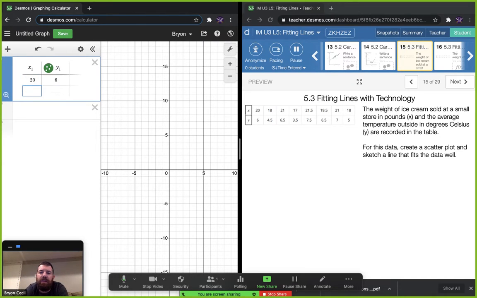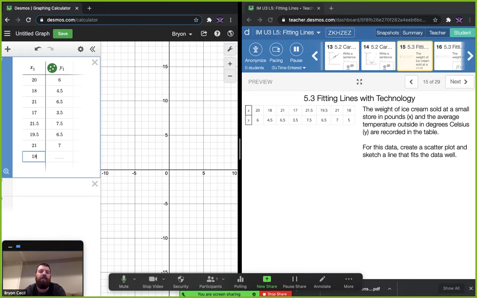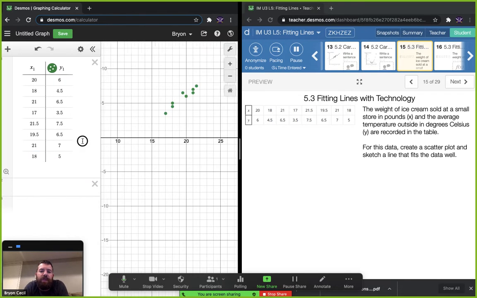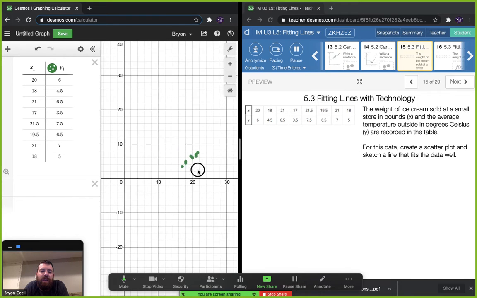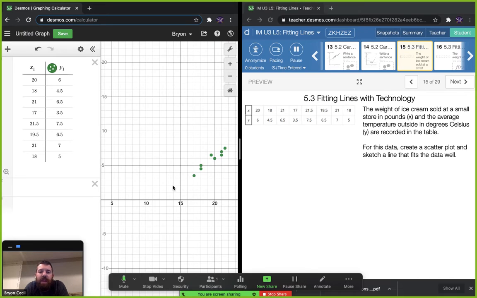And we're just going to go down here. So 20 and 6, 18, 4.5, 21, 6.5, 17, 3.5, 21.5, 7.5, 19.5, 6.5, 21, 7, 18, and 5. All right, we got to back out so that we can see these. There we go. Okay, that is my scatter plot.